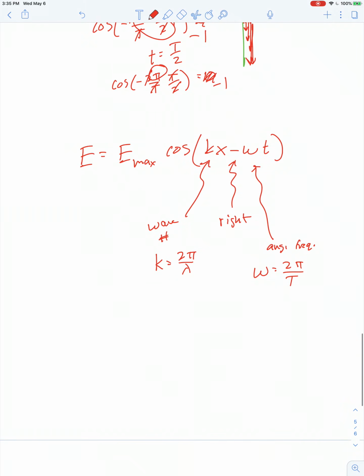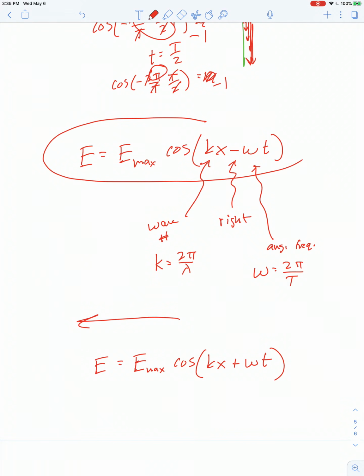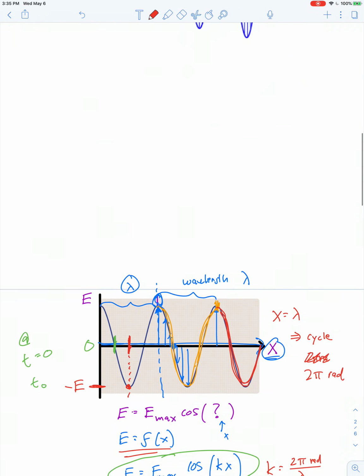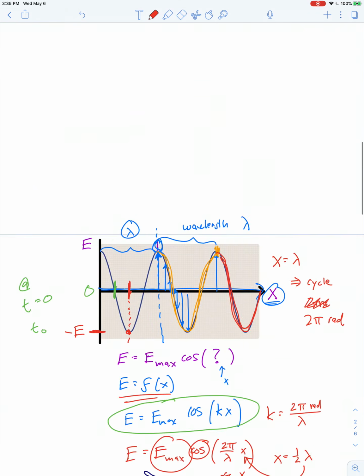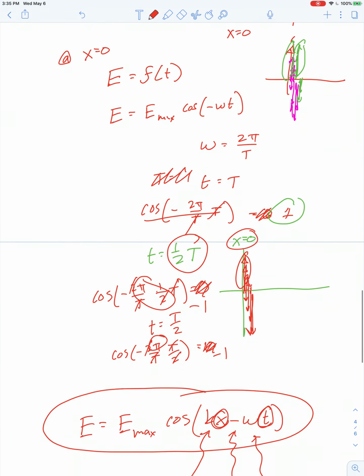Now, if the electromagnetic radiation was propagating to the left, then all we'd say is E is equal to E maximum times cosine of kx plus omega t. As long as we're picturing waves that are traveling to the right, then this is a good general expression for the way that the electric field oscillates in both position and time once we allow the electric field's motion to be animated. Okay, I'm not going to go through all that same argument again.